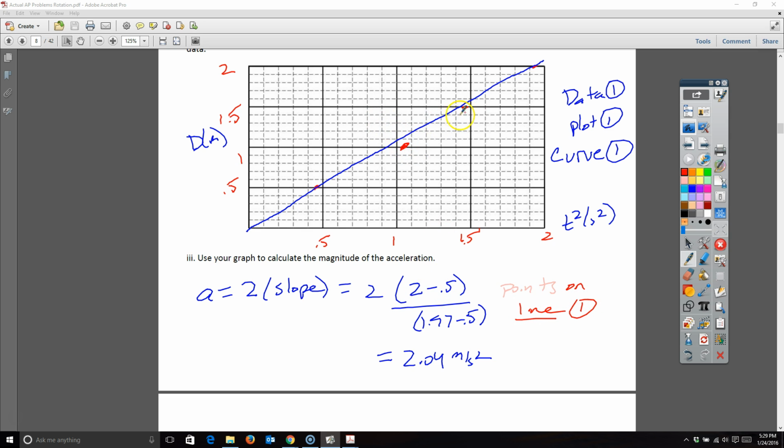So if you use these points, they won't give it to you. And then finally, for an answer that is consistent with somewhere around 2 meters per second squared. And that is part 3. For the next part, this is where we get into the rotational part a little bit more. And this is part C.